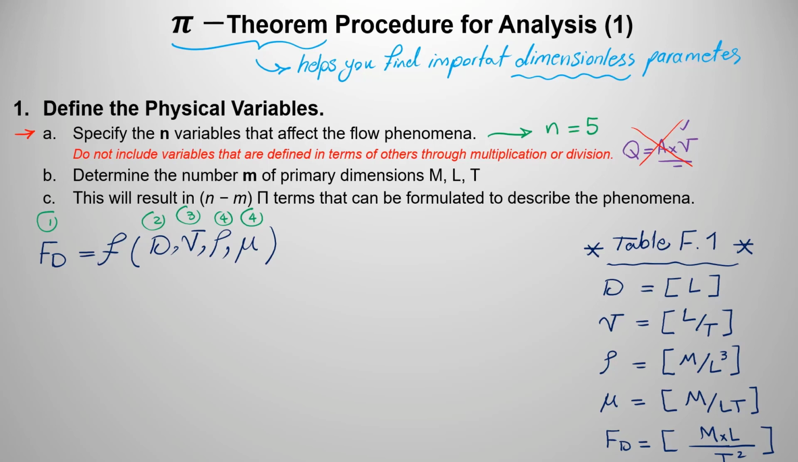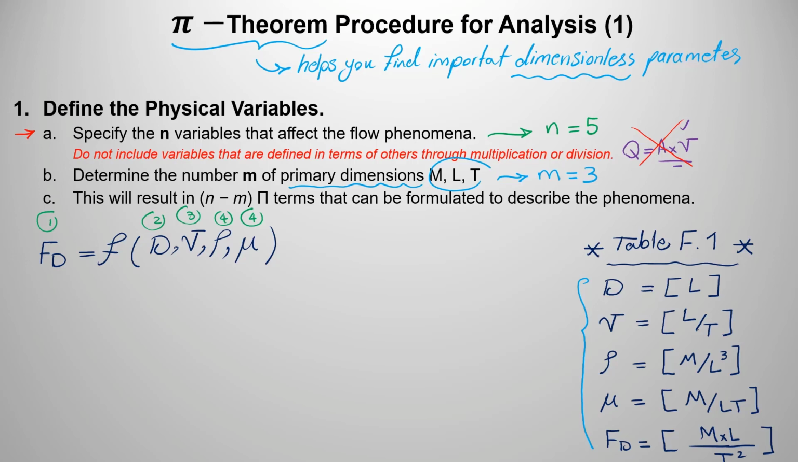Now, step B says determine number m of primary dimensions. So primary dimensions are MLT. How many of these are inside the variables that we have selected? L is present, M is present, and T is also present. So the set of variables that we have selected have all three primary dimensions. So I'm going to conclude that because they have all of them, m is equal to 3. Perfect. And the final step tells you that this will result in n minus m pi terms that can be formulated to describe the phenomenon.